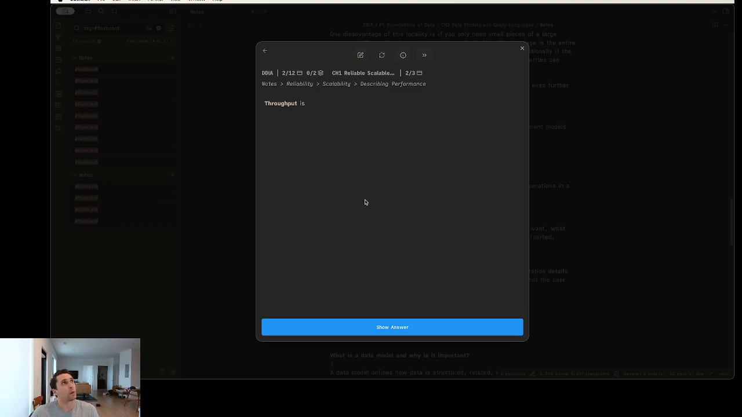Throughput is the amount of work that can be done in a given amount of time, or the time it takes the system to work on a given amount of work. Job set: a job on a data set of a certain size.